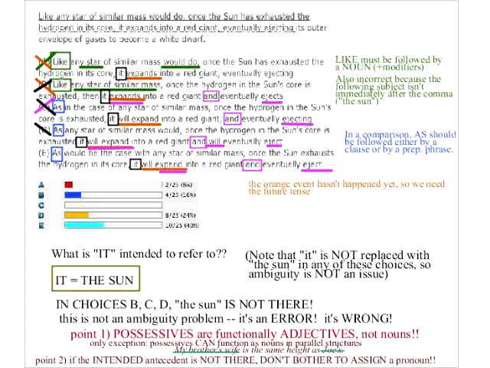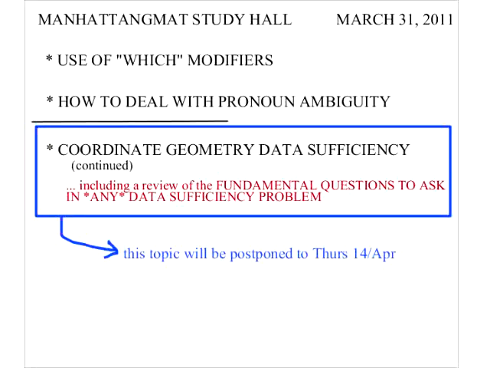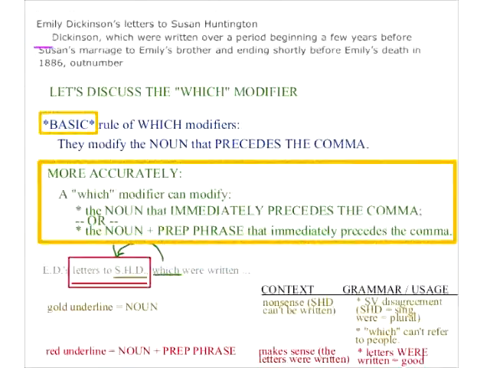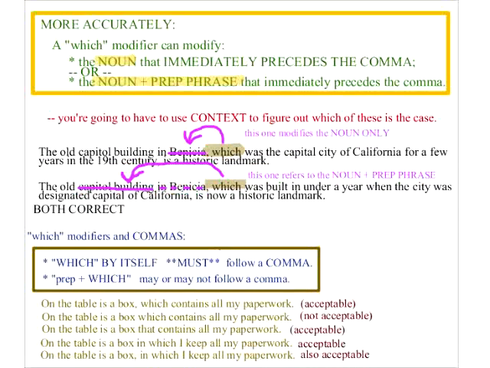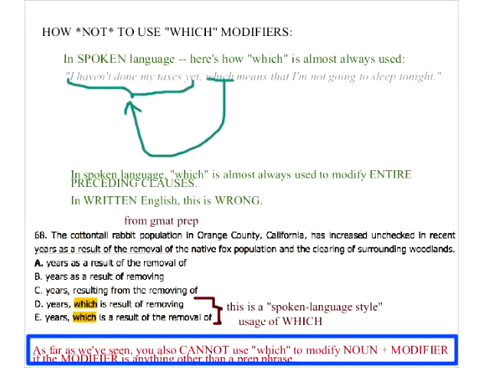Okay, we need to wrap it up. Remember, next time we are going to go to the rest of coordinate geometry, data sufficiency, and so forth. Brief wrap up of what we've learned today about the which modifier. Remember that it can modify nouns that immediately precede the comma, which you knew, but it can also modify noun plus prep phrases. But you should not use the which modifier the way that people talk. You should not use it to modify entire clauses or whole ideas.